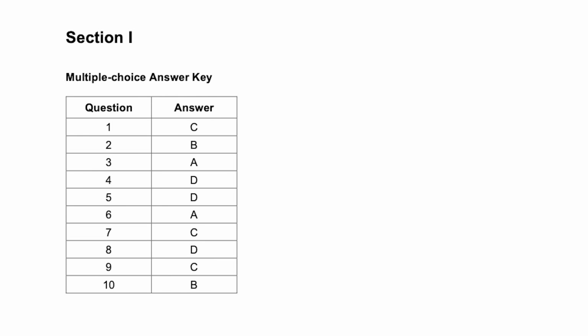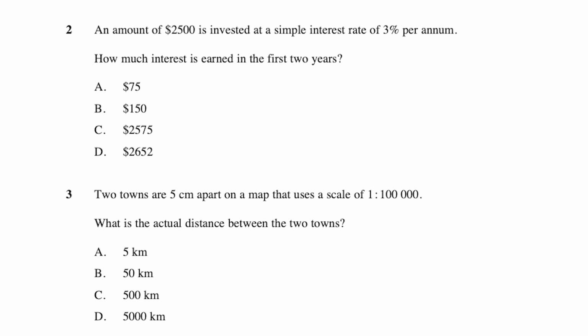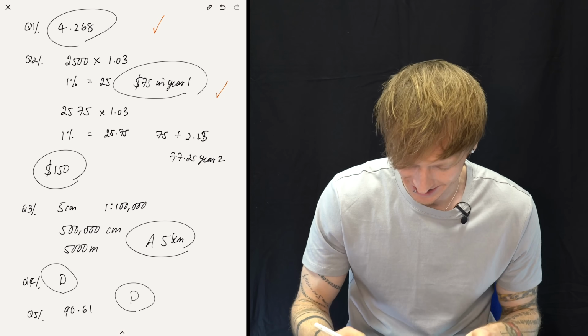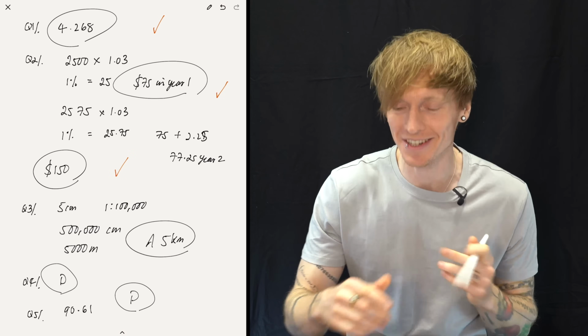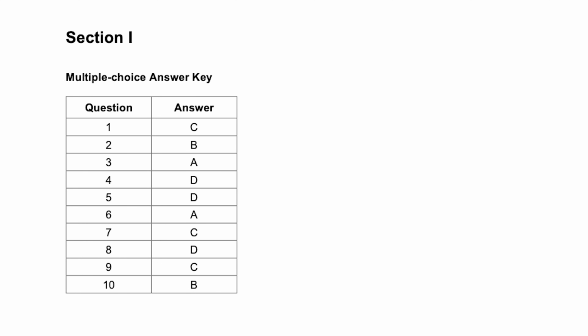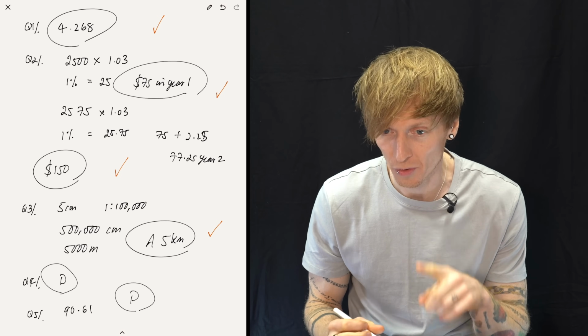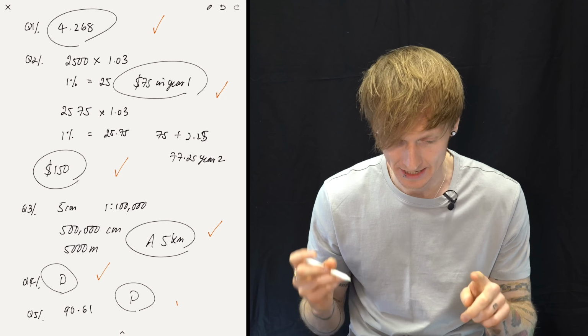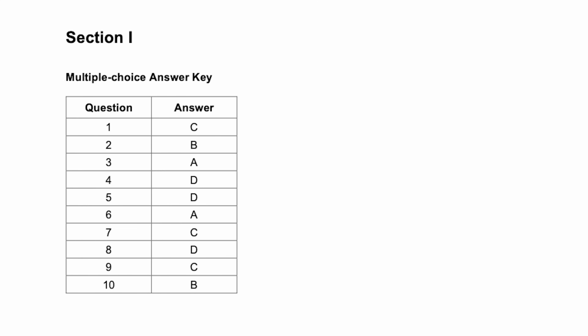Question 2 should be B. I've written $150, which is B. Right. And then I think I realised I should write the letters. What does it say? 3 is A, yes. 4 is D, yes. 5 is D, yes. Okay, moving on to the next lot.